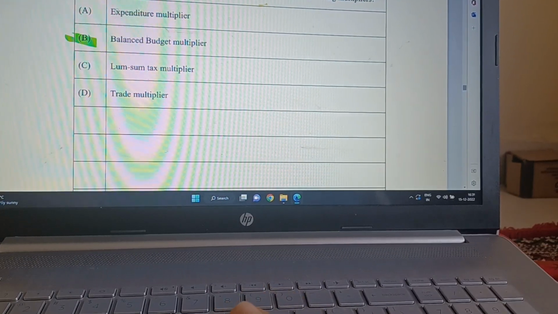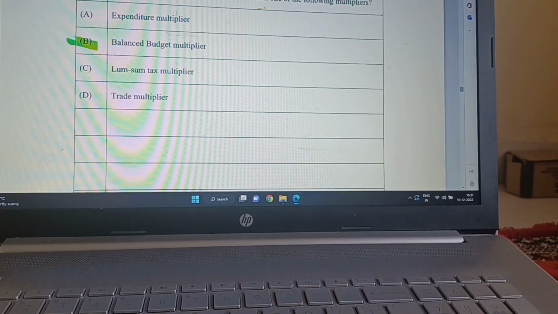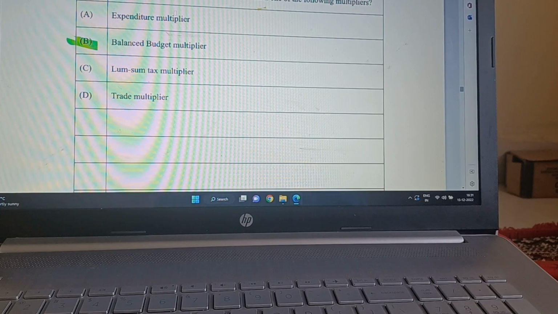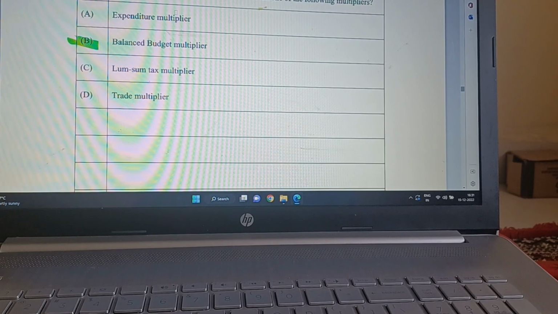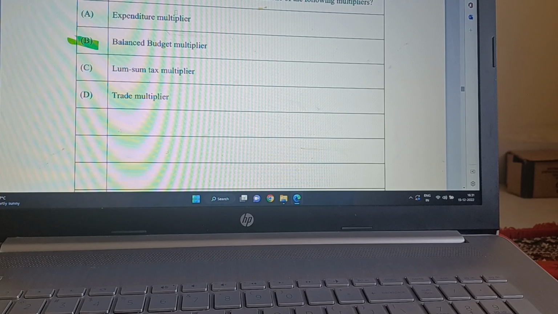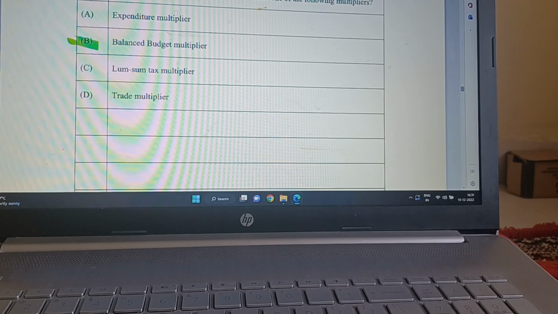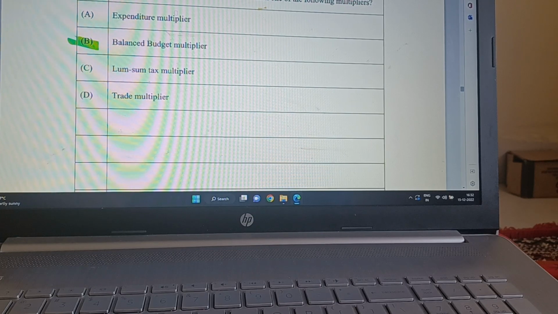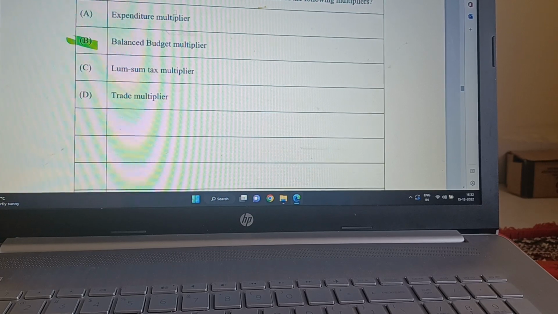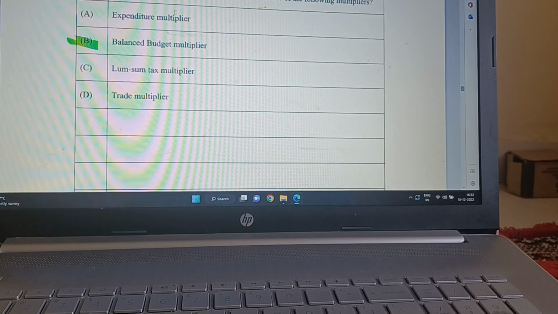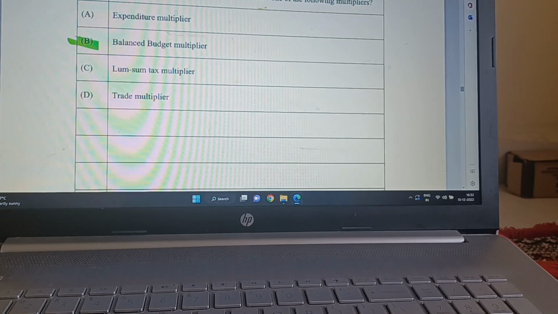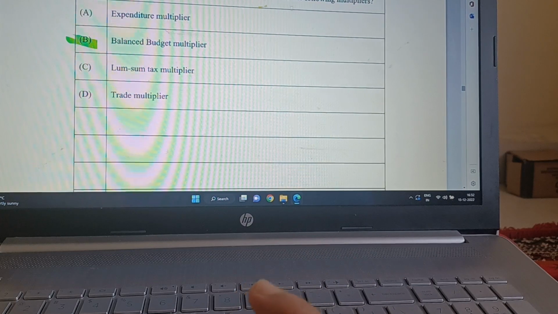What about A, the expenditure multiplier? That would have worked only when there would have been a change in government expenditure and no change in tax revenue. What about the lump sum tax multiplier? Well, only a lump sum tax, no change in government expenditure. And the trade multiplier, that happens from foreign trade, and there is no foreign trade here. Hence, the correct answer is the balanced budget multiplier.